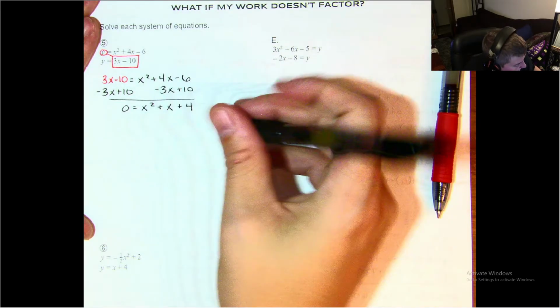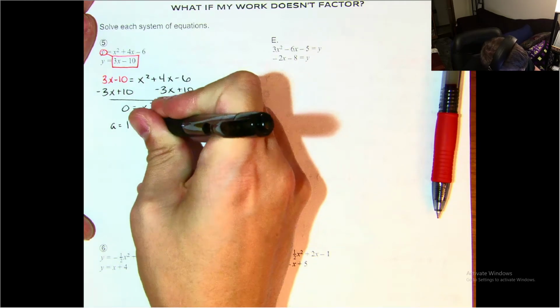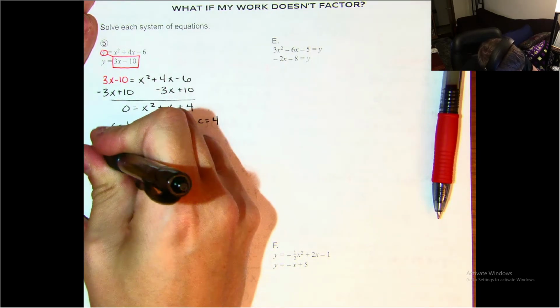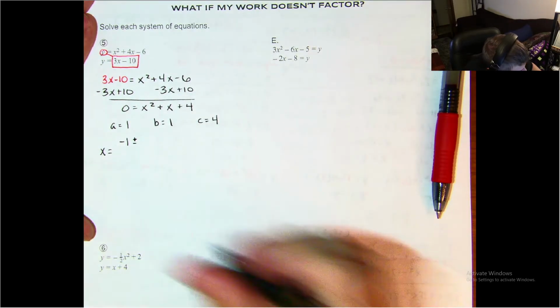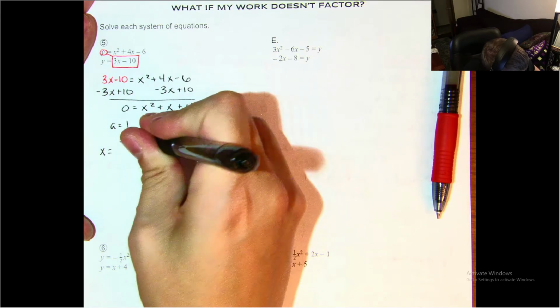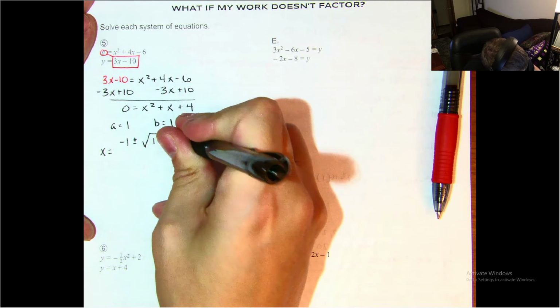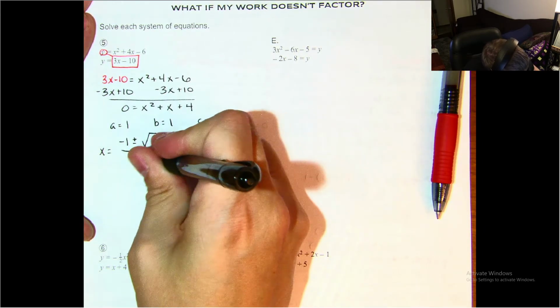If I want to solve this equation, it's already set equal to 0. I have an a value of 1, a b value of 1, and a c value of 4. So that means x is equal to the opposite of b, negative 1, plus or minus the square root of b squared, 1 squared, minus 4 times a times c, 4 times 1 times 4. And that is all being divided by 2a.